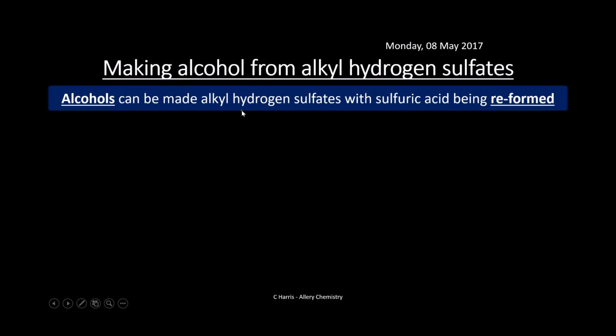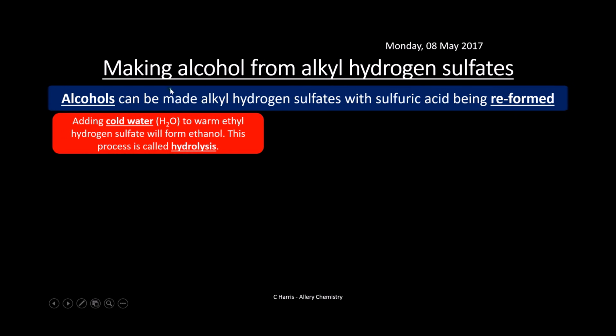The alkyl hydrogen sulfate that we've just made in the previous step, the sulfuric acid, sorry, has to be reformed. So we're going to take the alkyl hydrogen sulfate and add cold water to the ethyl hydrogen sulfate that we've used before, and this will form ethanol. We call this hydrolysis. So it's really, really important.